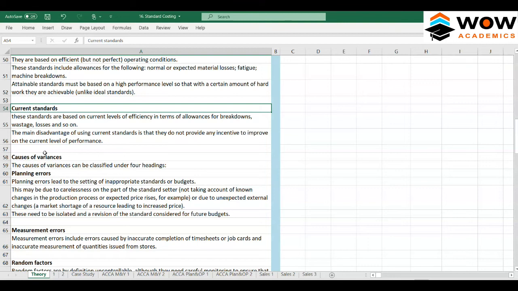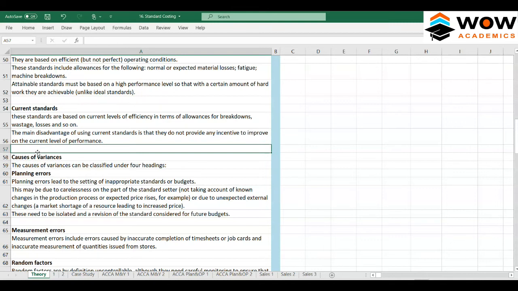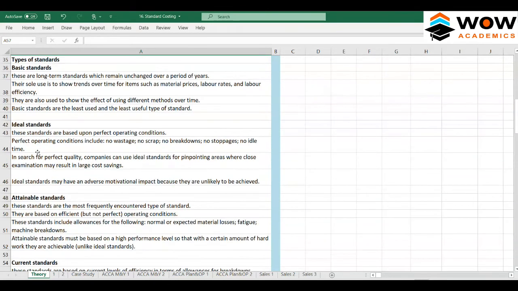The answer is no. It will never help in anything. So the student will only be scoring 60 again. At one point of time, he can even score lesser marks, and he will try to boost it only to 60. So that is the drawback of the current standard. Out of the four standards, basic, ideal, attainable, and current, attainable is the only useful standard, which is followed by all organizations.